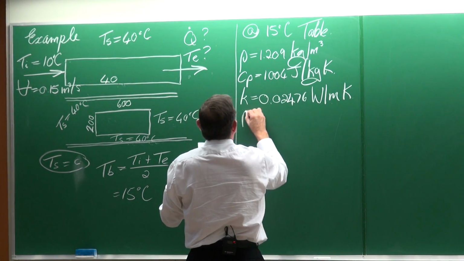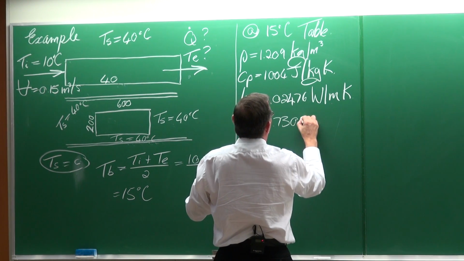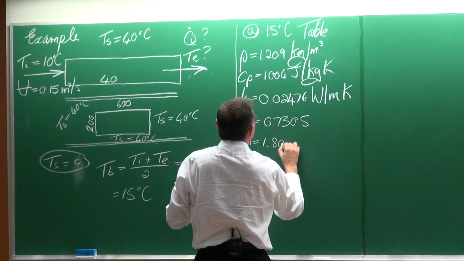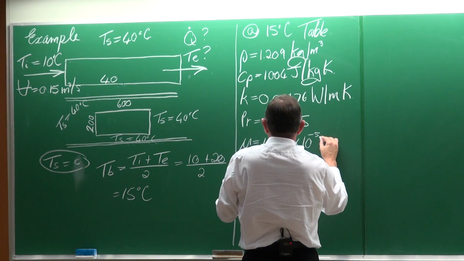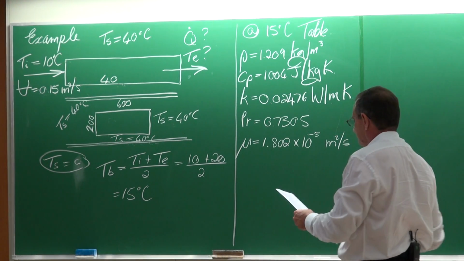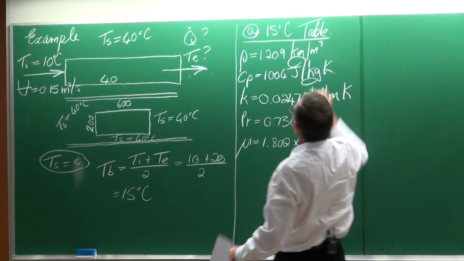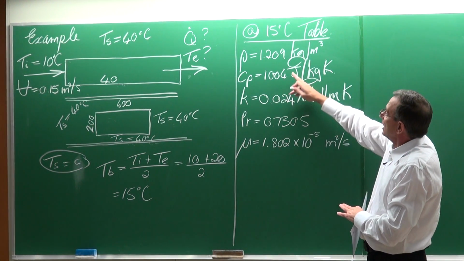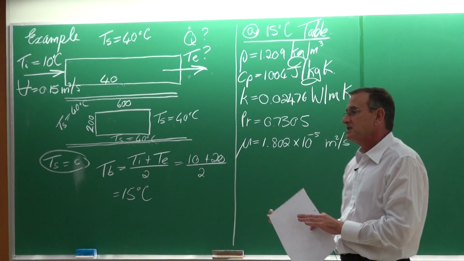The Prandtl number is equal to 0.7305, and the kinematic viscosity is equal to 1.802 multiplied by 10 to the minus 5 square meters per second. So those are all the properties at a temperature of 15 degrees Celsius. If you look in your textbook, you might see that your values differ from mine a little bit. What's the reason for that?